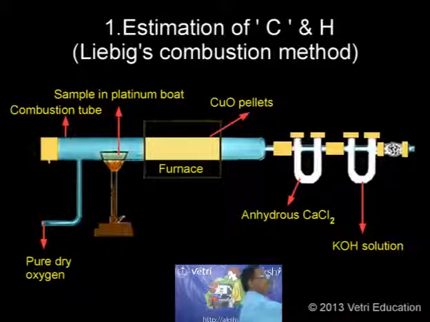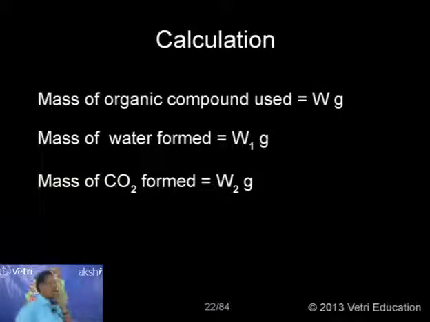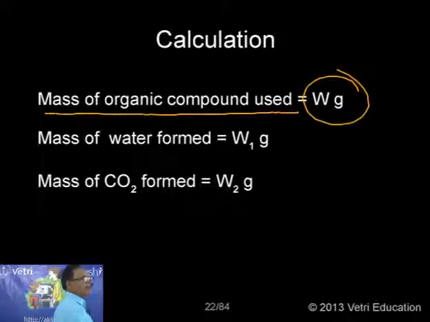Let me go to the calculations. Kindly follow me. Mass of organic substance used, let it be W gram. That is, I introduced initially W gram in the combustion tube.